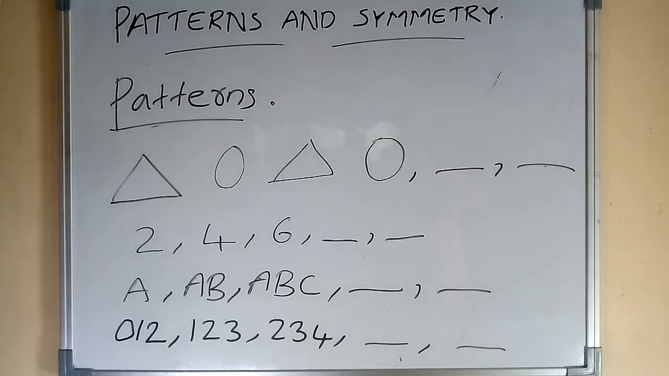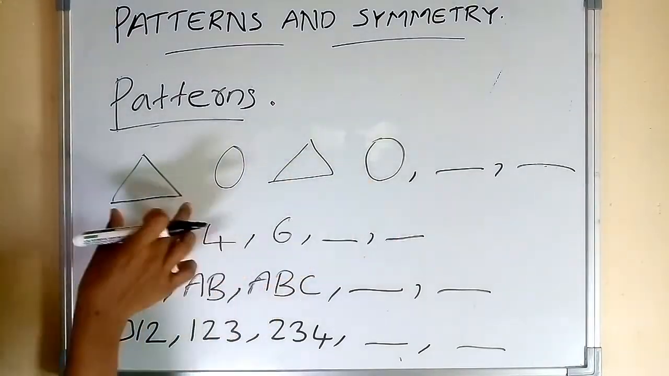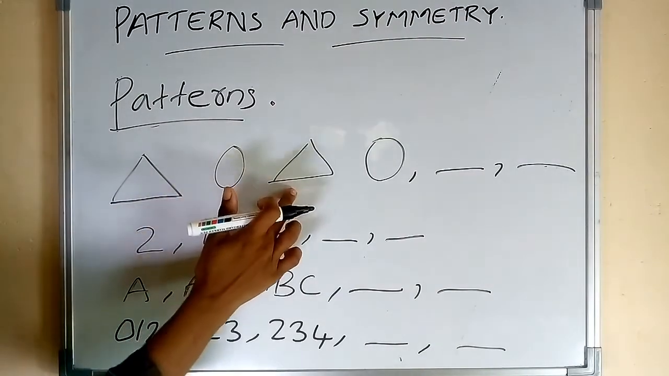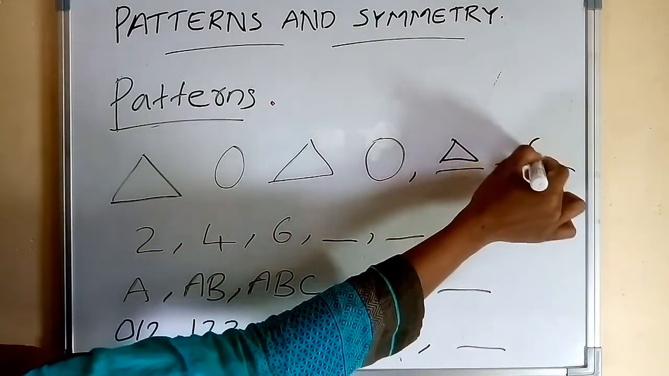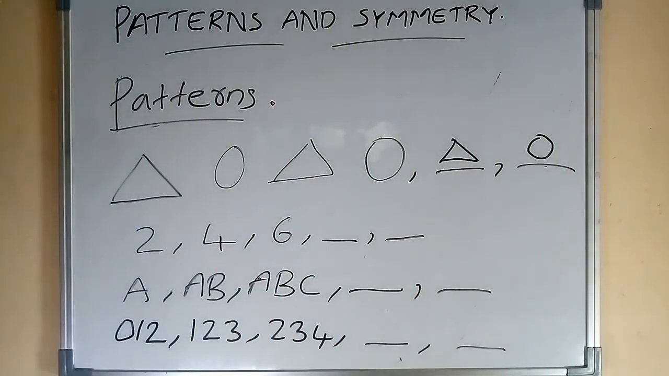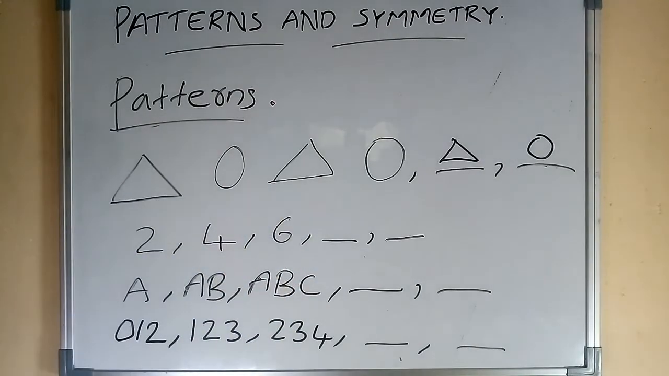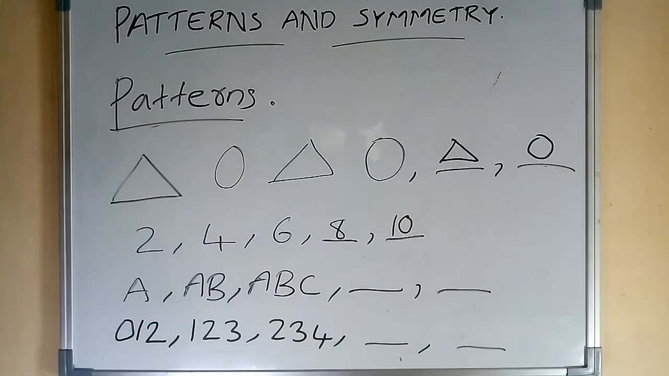Next topic is patterns. When shapes or numbers or letters are arranged in some order, we get a pattern. See the first example: triangle, circle, triangle, circle. It is in a pattern. What comes next? Triangle. Next is circle. It follows a pattern. See the second example: 2, 4, 6. What number comes next? 8. Next number, 10. It is also in a pattern.